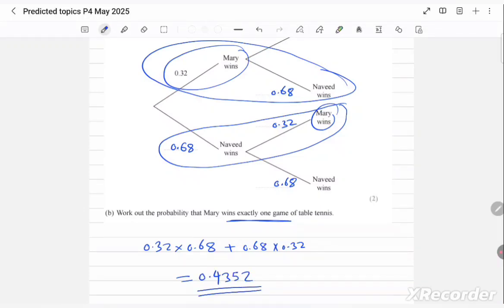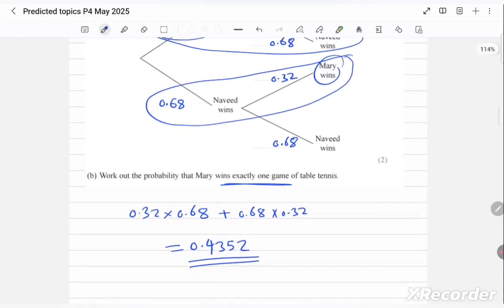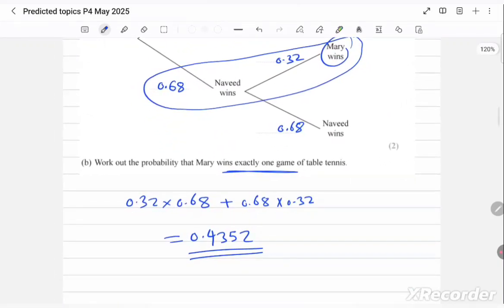0.4352. And by the way, this is a very good opportunity to talk about a very important tip: in the exam, when you have an exact answer, like this one, a terminating decimal, don't round it. Don't round it to 3 significant figures. It's already a terminating decimal, already an exact answer, so you should not round it, write it exact. This will cost you 1 mark if you round it.